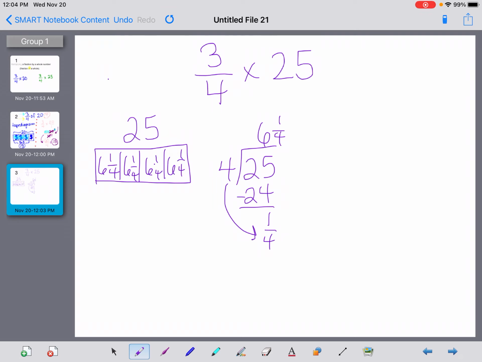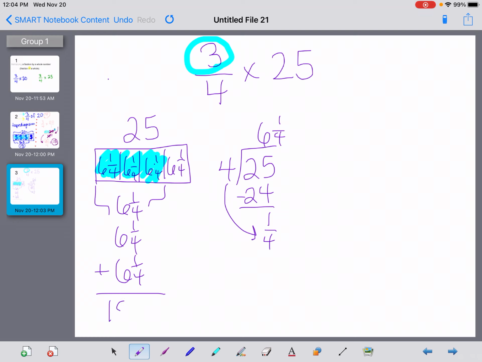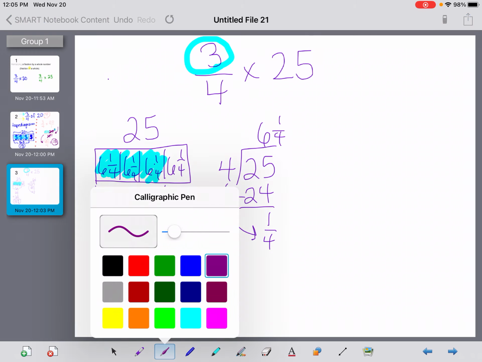When I go back and look at my problem, I see that I wanted 3 of those fourths. So those are the ones that I want. So if I say 6 and 1/4 plus 6 and 1/4 plus 6 and 1/4, I end up with 18 3/4. Now, when we have numbers that don't work out as evenly, I tend to have kids that prefer to use a different strategy.